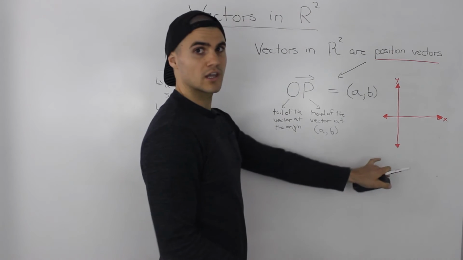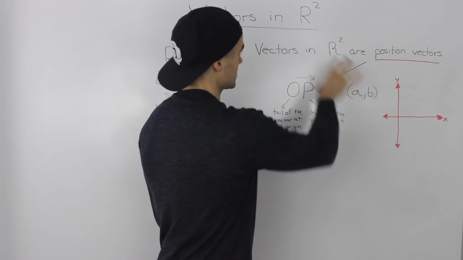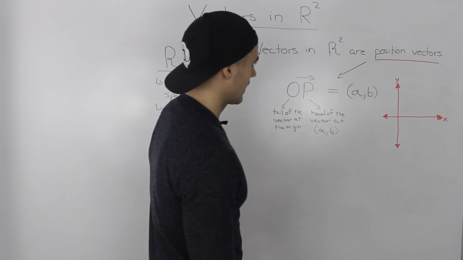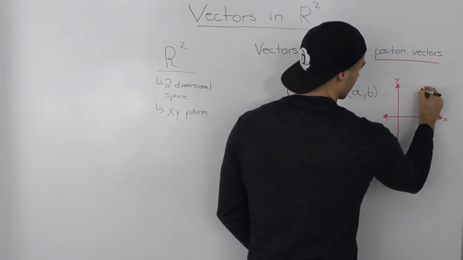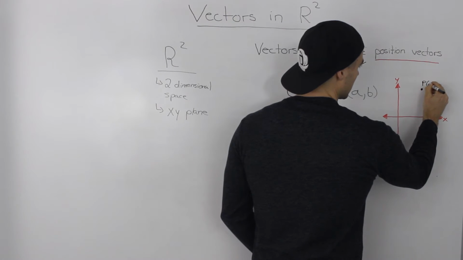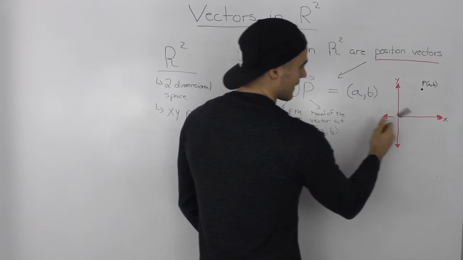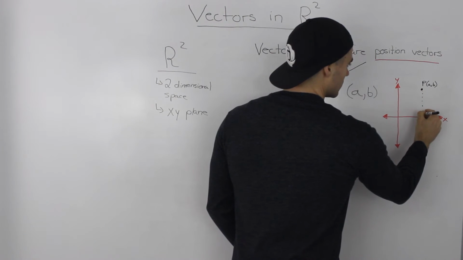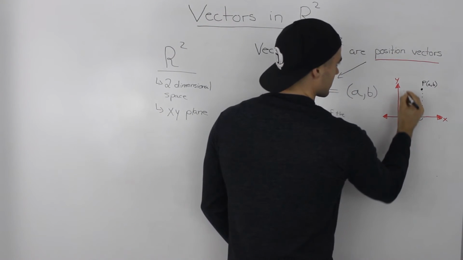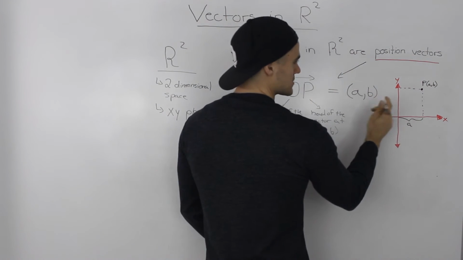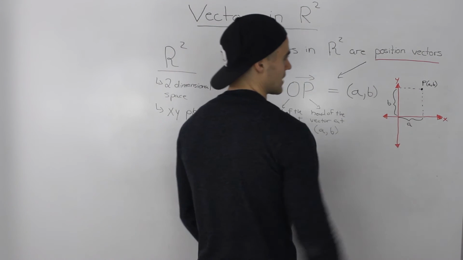So how would this vector look in a diagram? Well, I just drew a Cartesian plane here, a two-dimensional space, because we're dealing with R squared. Let's say that this coordinate AB is just somewhere up here. So this represents point P, and it has a coordinate of AB. Obviously the x value is A, so this distance here is A, and we know the y value is B, so this distance here is B, hence giving us that point AB.